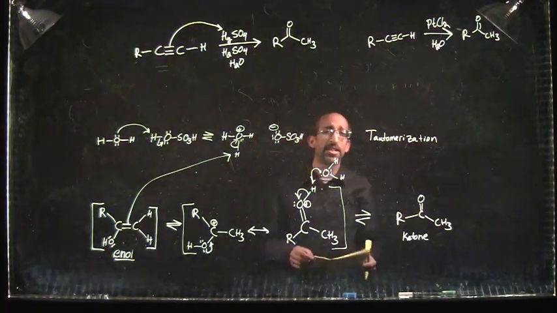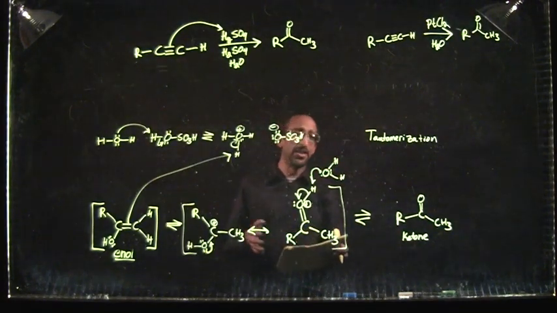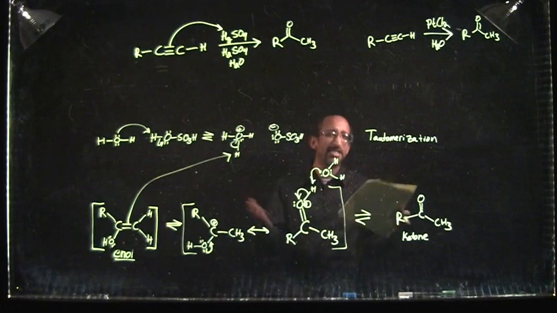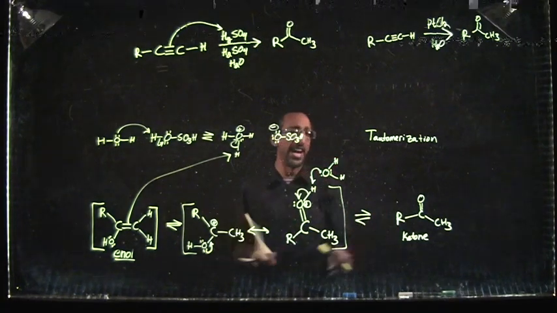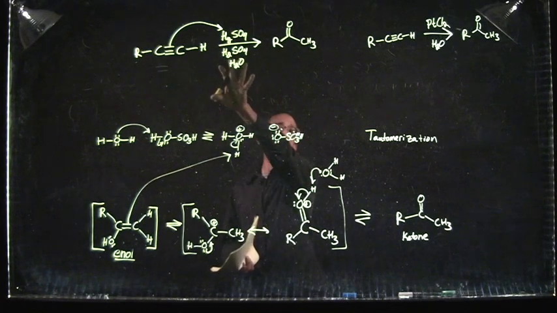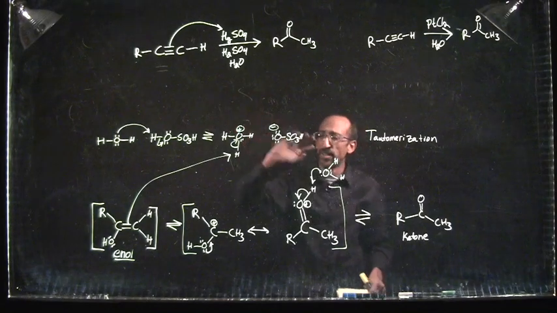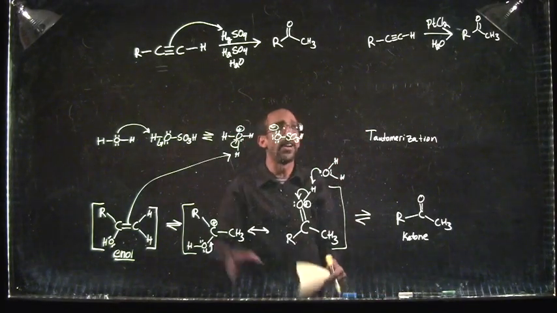I advise you to take a look at Sorrel and see what his mechanism looks like. It's not ideal, but it gets the point across, especially because I'm not going to ask you to do arrow pushing for platinum chloride. Arrow pushing for mercury sulfate, sulfuric acid, H2O, along with tautomerization, that's all fair game.